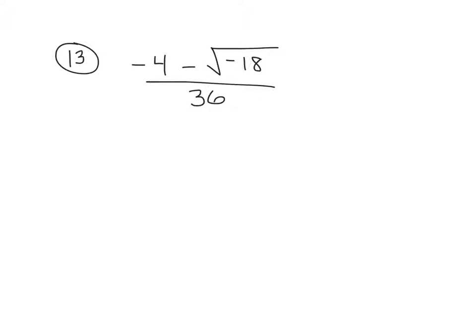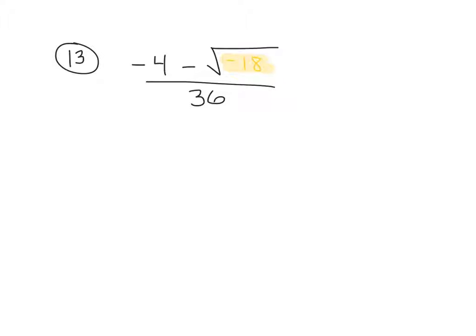So question 13 says -4 minus the square root of -18, all divided by 36. The first thing that you'll notice is that we have a square root, and underneath that square root is a -18. So we want to simplify the square root of -18 first.